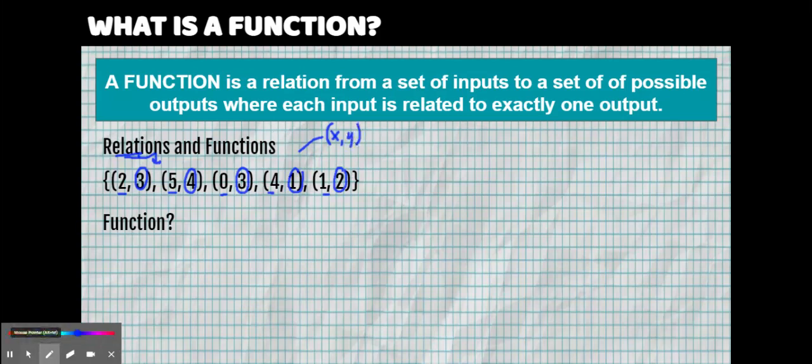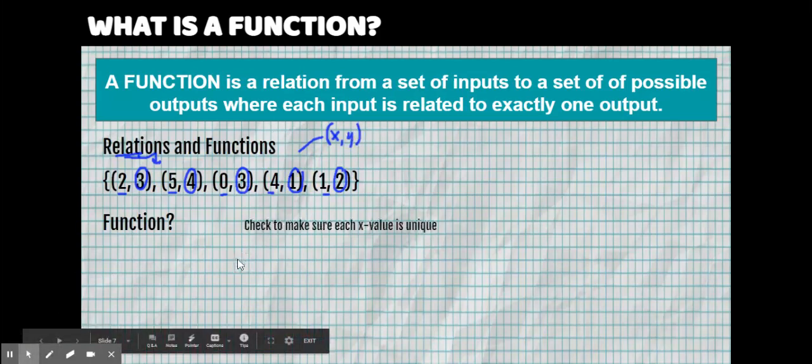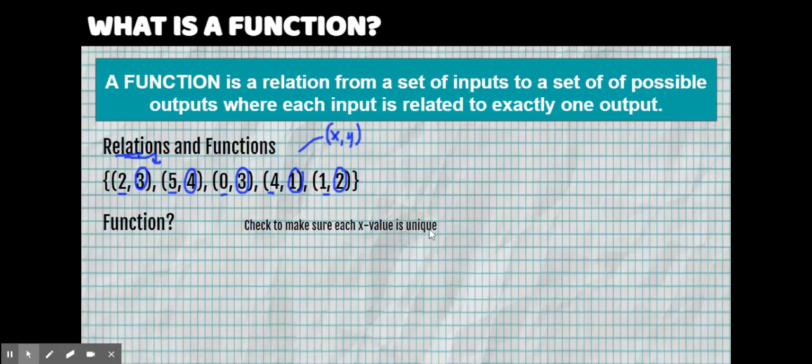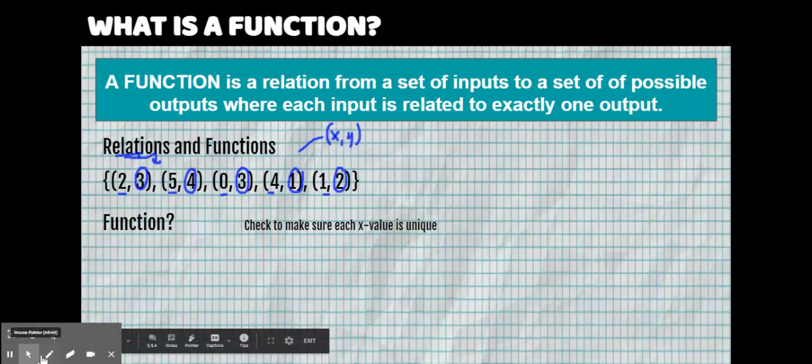So to be a function, I need to make sure each X value is unique. Remember that boot that went to my soccer ball and the boot went to the volleyball? That makes the boot not unique. So I need to quickly check: 2, 5, 0, 4, 1, are all of those unique values? And hopefully you said yes. So let's look at our input.